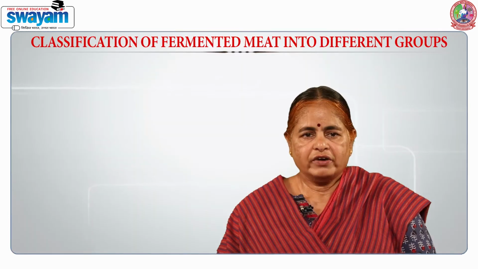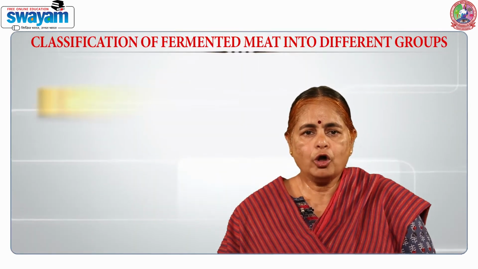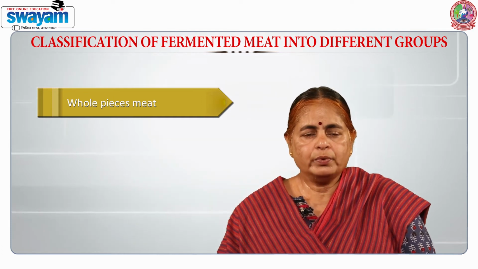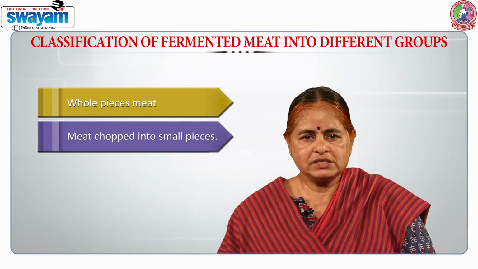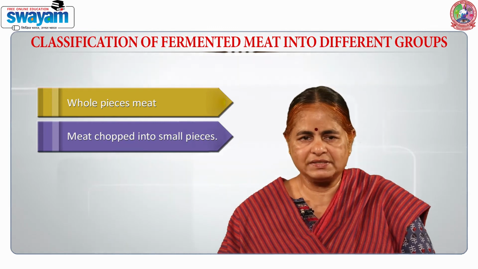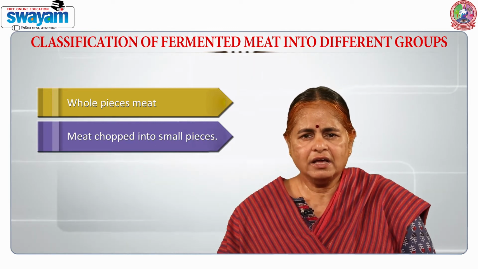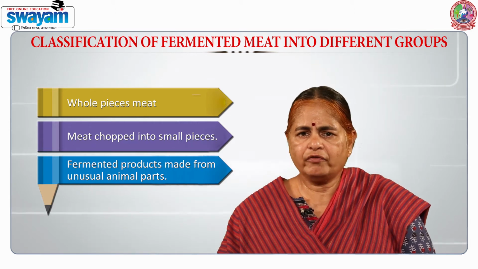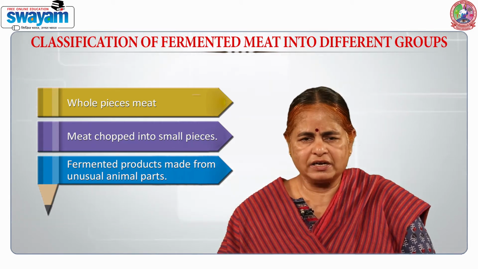Now, the classification of fermented meat products is into basically three groups. First, where whole-piece meat is used. The second group includes meat which has been chopped into small pieces, and the third is where the fermented meat products are made from unusual animal parts.